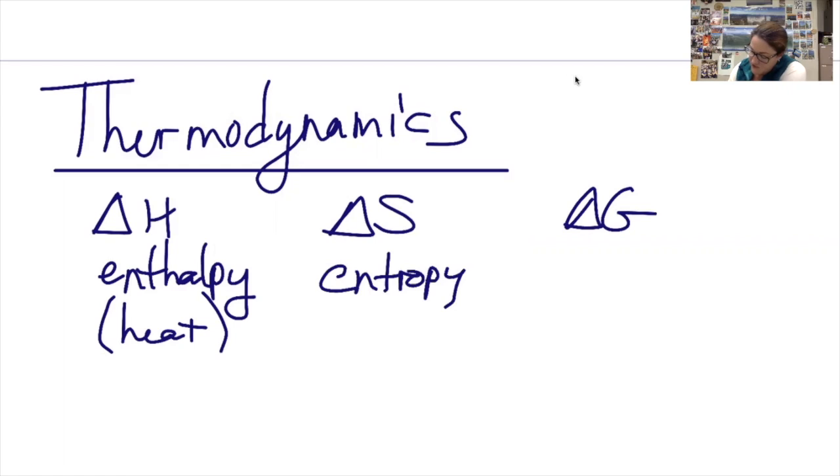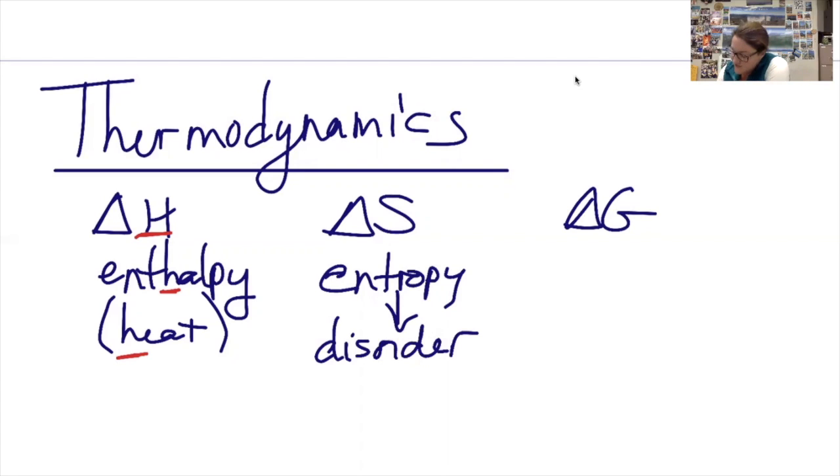A lot of people mix up the terms enthalpy and entropy. An easy way to remember it is heat has the H. Another term for entropy is chaos or disorder.